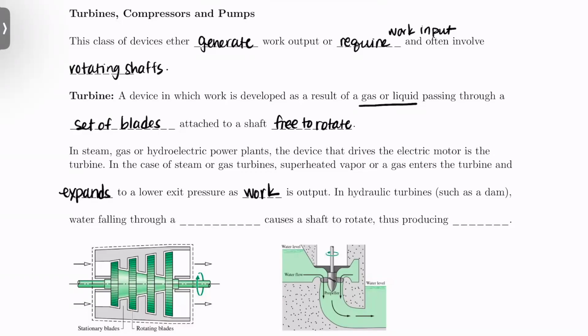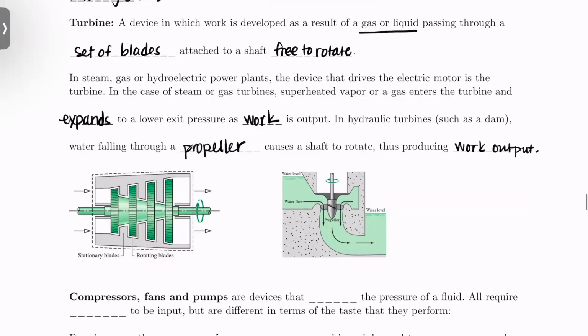All right, in the case of hydraulic turbines, so these are things like in a dam, water falling through a propeller causes a shaft to rotate, thus producing work output. Okay, so this picture I have on the left here, this is an axial flow turbine. And then the one on the right is a hydraulic turbine in a dam.